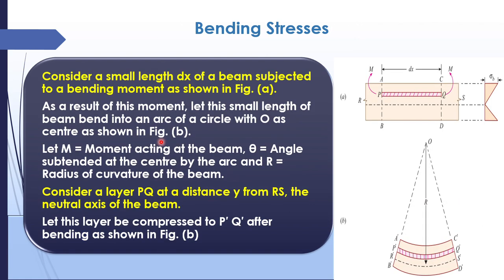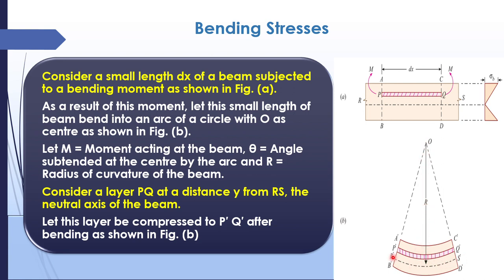Now, what are bending stresses? We'll consider a small length of the beam dx, and let M be the moment acting on the beam. Theta is the angle subtended at the center of the arc. So this beam will bend into this arc, subtending an angle theta. This particular angle is theta, and this distance is the radius R.